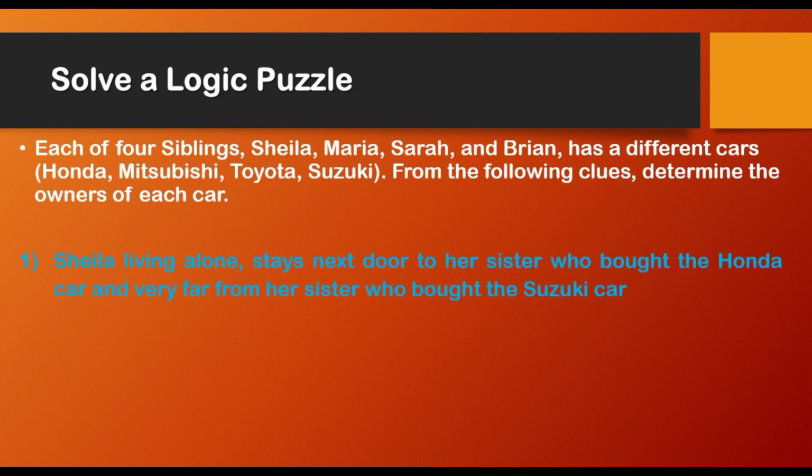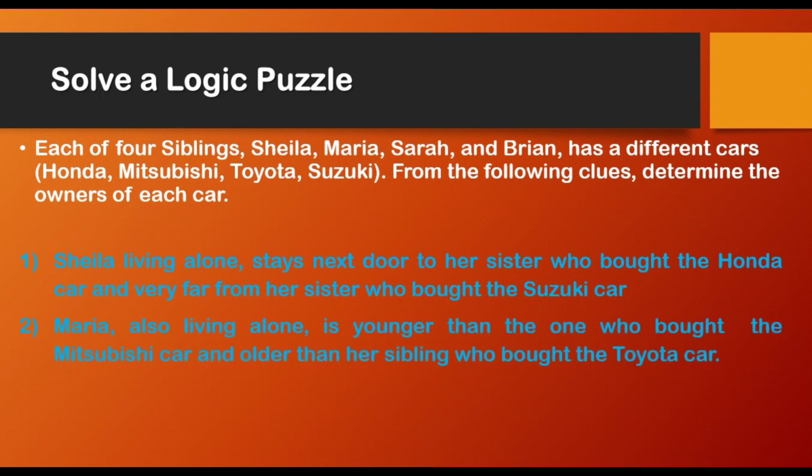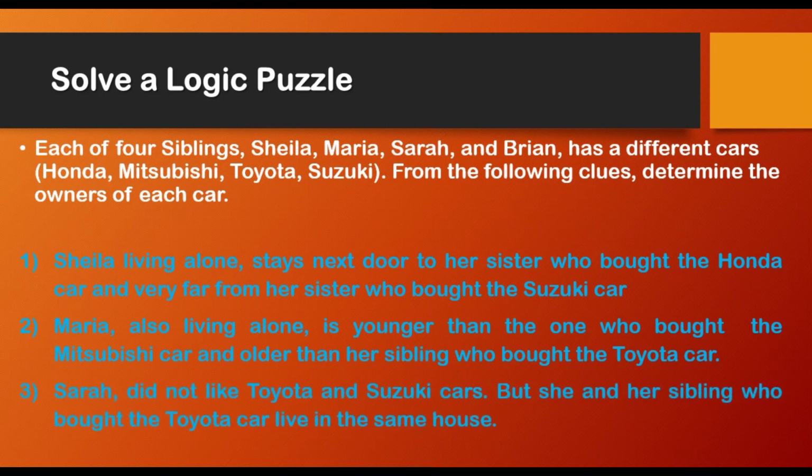Sheila, living alone, stays next door to her sister who bought the Honda car, and very far from her sister who bought the Suzuki car. Clue number 2. Maria, also living alone, is younger than the one who bought the Mitsubishi car and older than her sibling who bought the Toyota car. And clue number 3. Sarah did not like the Toyota car and Suzuki, but she and her sibling who bought the Toyota car live in the same house.